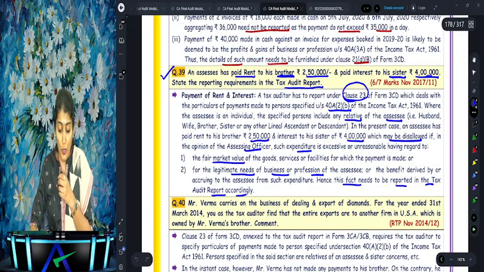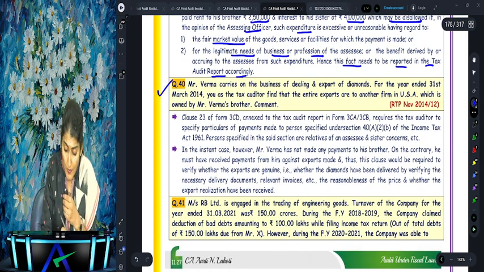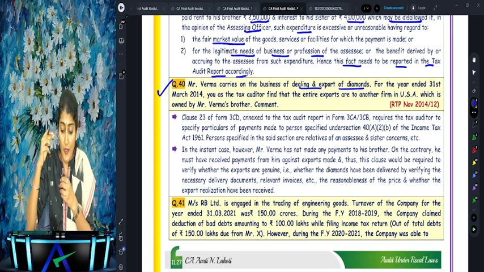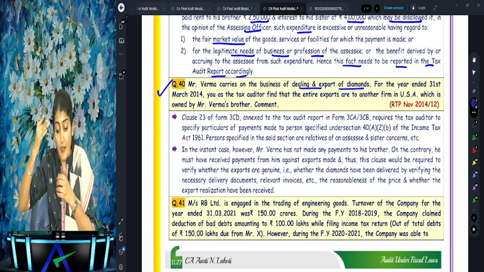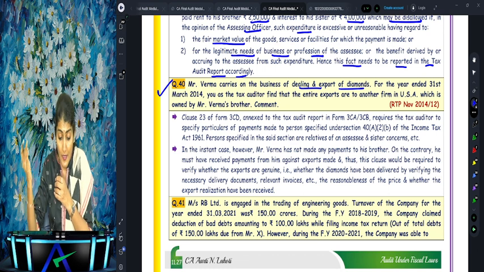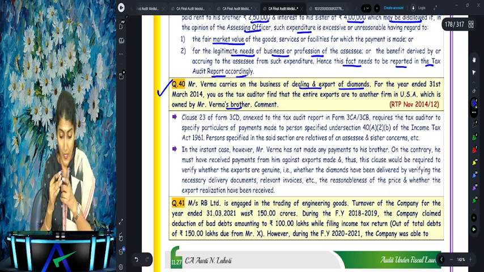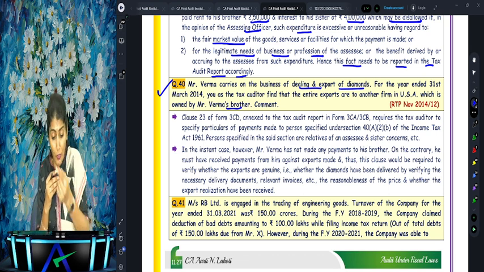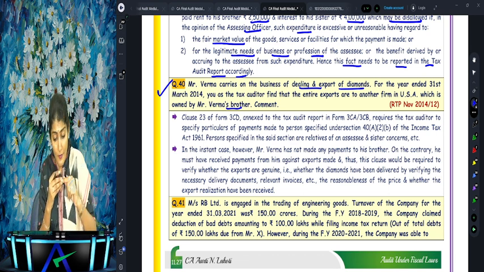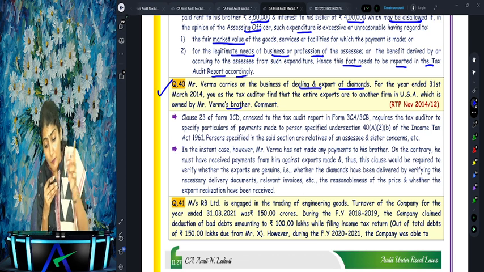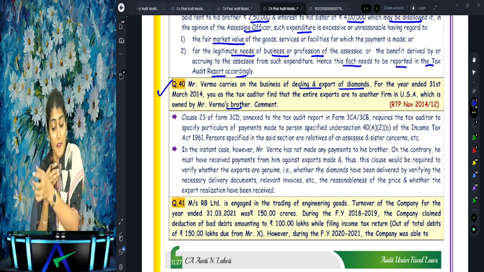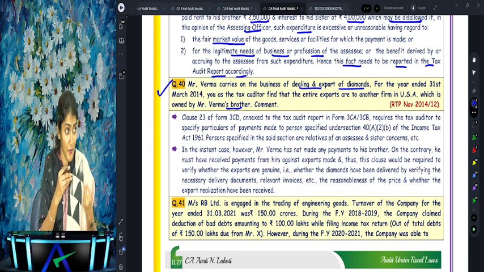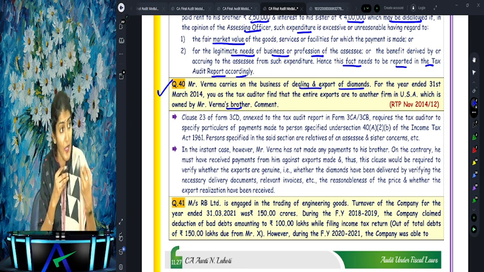Then one more question over there. Verma, carrying on the business of dealing and export of diamonds for the year 2014, you as the tax auditor find out that the entire exports are to another firm in USA, which is owned by Verma's brother. So here you are going to receive the money from the brother, from the relative. You are not going to make the payment to the person.